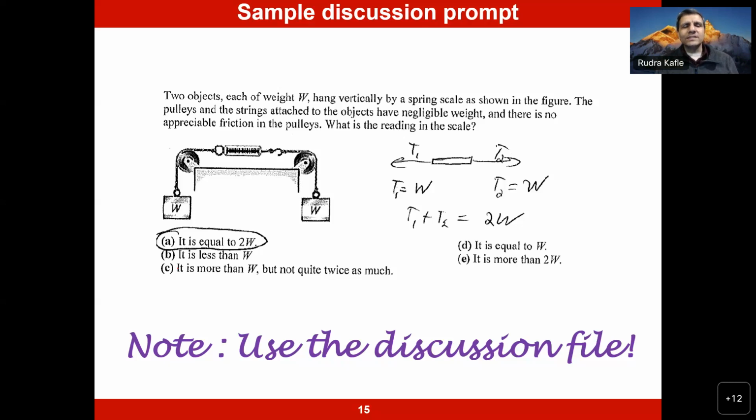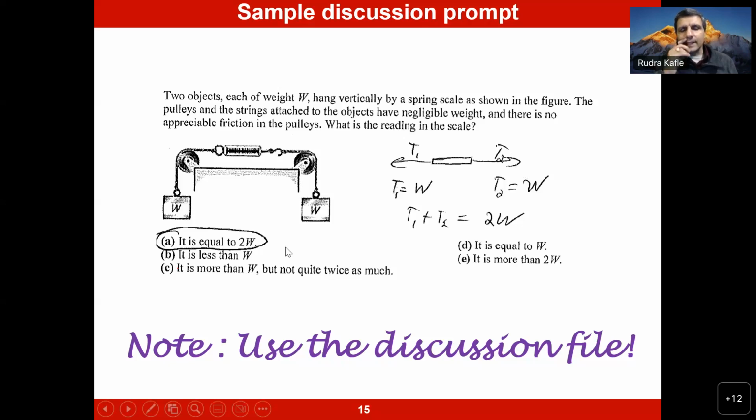Two objects, each of weight W, hang vertically by a spring scale as shown in the figure. The pulleys and the springs attached to the objects have negligible weight, and there is no appreciable friction in the pulleys. What is the reading in the scale? So a student did this question this way. This was a multiple choice question, of course.